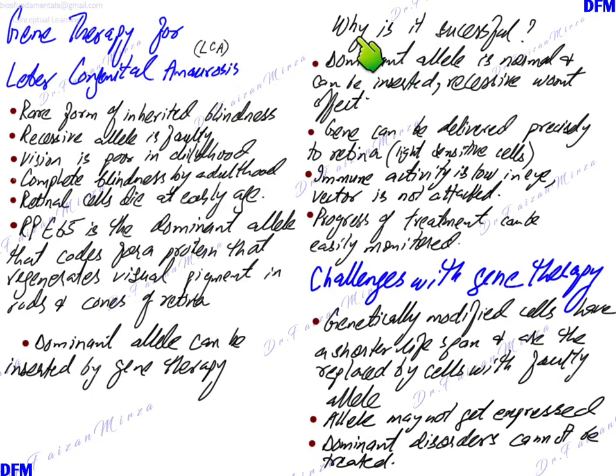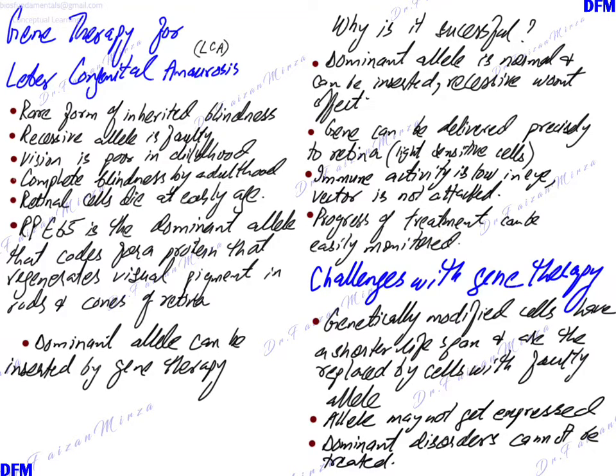Why is LCA treatment so successful? Because the dominant allele is normal and can be inserted. The recessive will not affect, since the dominant allele has been inserted there. The gene can be delivered precisely into the retina, the light sensitive cell. The immune system is not very active in the eye, so the vector will not be attacked by the immune cells of the patient here. The progress of the treatment can be monitored, to see how many more injections are needed for the person to restore his or her vision.